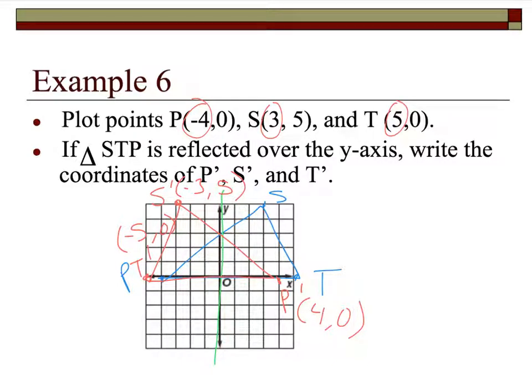So when I reflect over the x-axis, my y-coordinate sign changes. When I reflect over the y-axis, a horizontal reflection, my x-coordinate changes. Reason being, if you think about it, when I reflect over the y-axis, it's a horizontal movement, right? My horizontal coordinate is my x-coordinate. When I reflect over the x-axis, like I did in the last one, that's a vertical movement, so my y-coordinate changes. That's fun stuff.